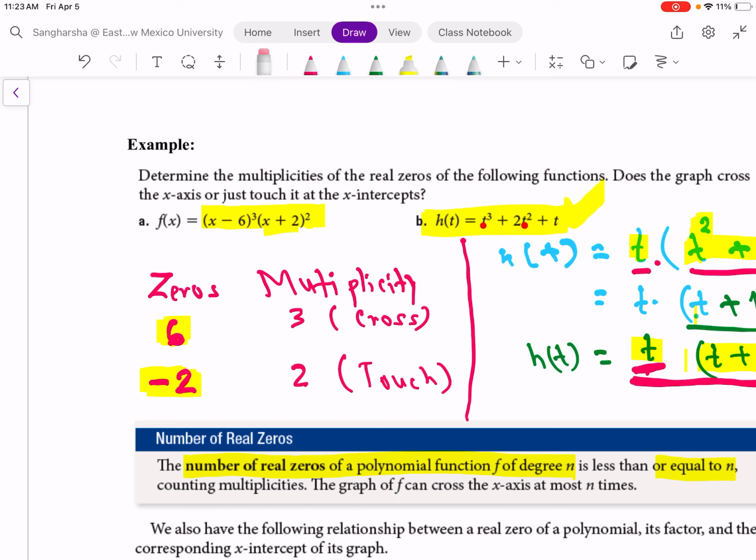So how do we find the degree of this function? Here, we can rewrite this as x minus 6, x minus 6, x minus 6, and x plus 2 squared is x plus 2, x plus 2. In order to find the degree, we want a leading term, right? The degree of the leading term is the degree of the function.